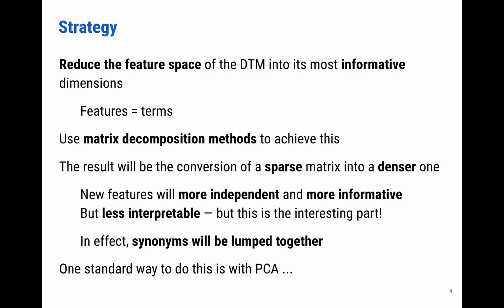And what these matrix decomposition methods will do is convert our sparse matrix into a denser one, and this denser one will only keep features that are more or less independent of each other and much more informative. You get more bang for your buck from each feature, what it's doing in the text. But they're also going to be less interpretable in the sense that it's not going to be immediately obvious what they stand for, whereas in the case of the word features, of course, we know what they stand for. Each feature stands for a particular word.